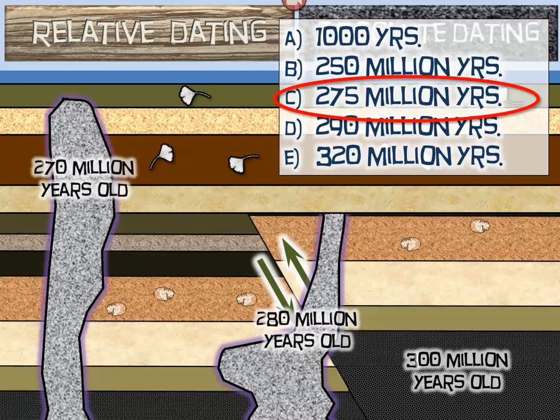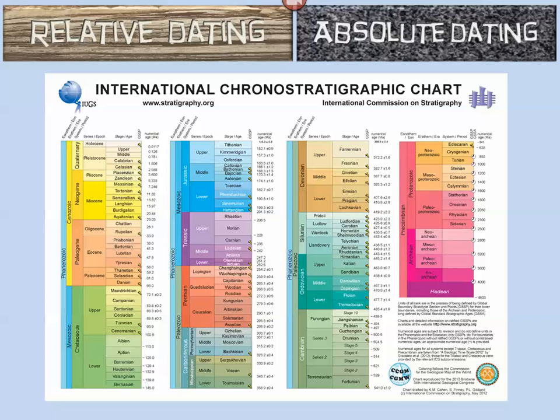So, by using a combination of relative dating and absolute dating, you're able to find a fairly precise age of various fossils and various sedimentary layers. And what that allows us to do as geologists, and this has taken literally thousands upon thousands of geologists using thousands upon thousands of different locations around the world, is to create what's called a chronostratigraphic chart, which means chrono means time, strata means layers, and graphic means a graph or a picture.